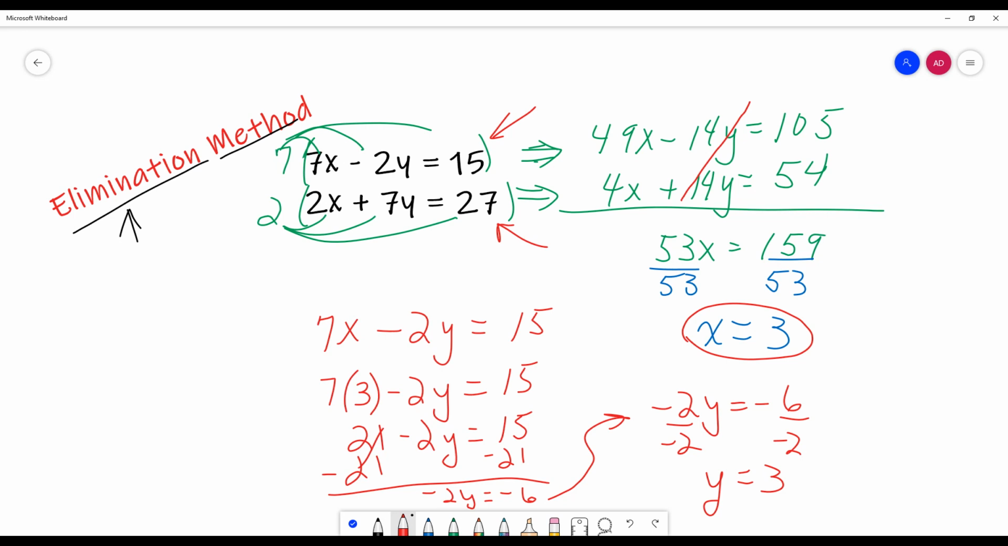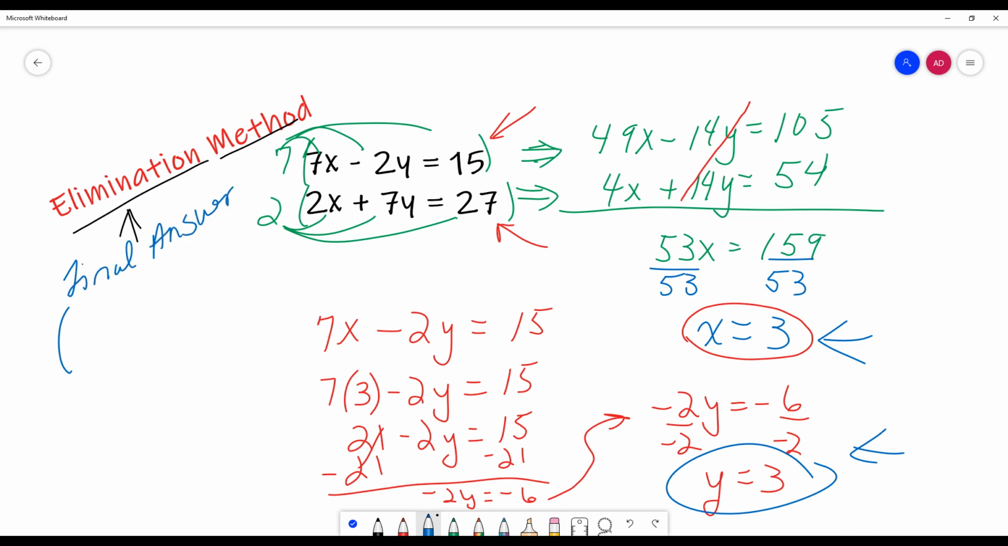Please don't think they're always going to be the same, as you learned earlier in the video. Okay, so there's my x, here's my y. The final answer should always be written as an ordered pair. And in this case, you write your x and you write your y, but they were the same. So here they are: (3, 3).